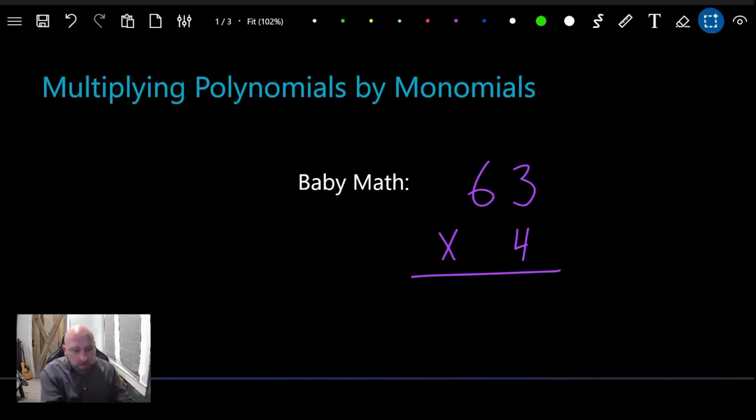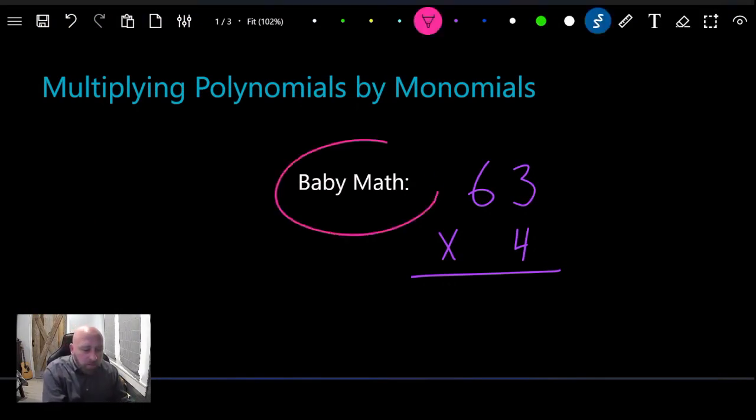So the way I want to start this lesson is by talking about baby math. You remember baby math, right? It used to be so easy. Well, actually, it used to be so hard, when you first started to learn how to do it. And now you're like, oh, I wish I had those problems again. I wish I could do those simple multiplication problems. Now I'm having to do algebra and all this other stuff.